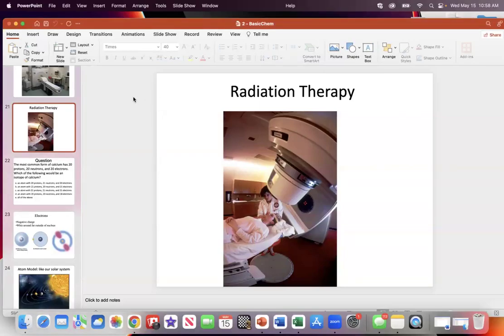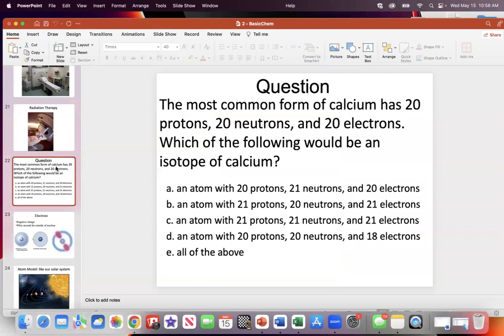Okay, so let's keep going. Before the break, we talked about radiation therapy, and that's because of isotopes. Okay, let's practice one question.